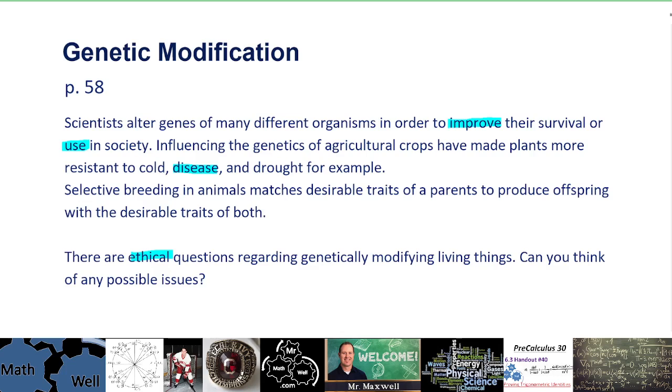The question is, I want you to think about this. The question is, what are the ethical implications? Are there any issues ethically? So ethically means, would there be any part of this whole concept that you could think might be morally wrong, that might not be ethical? So ethical means pertaining to ethics or morality or right and wrong.